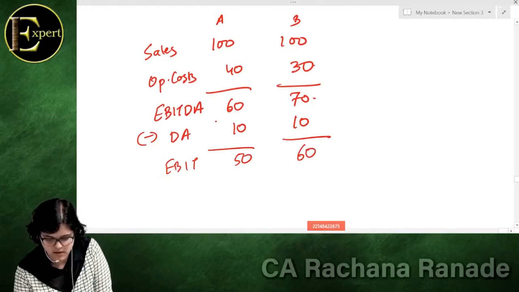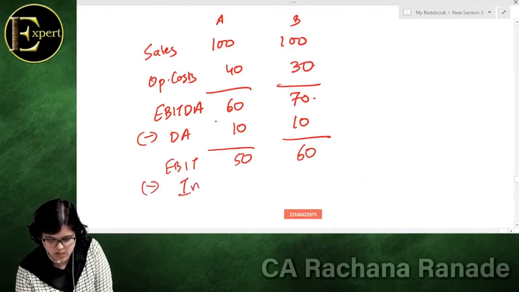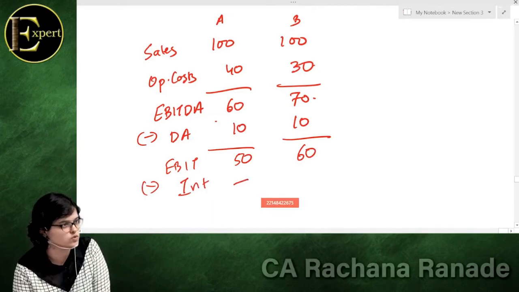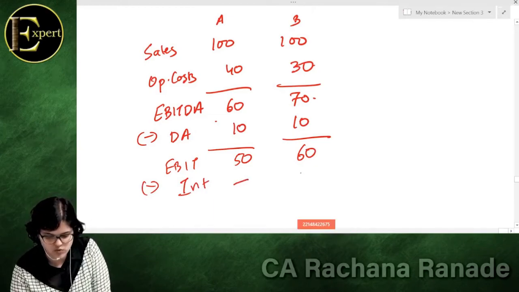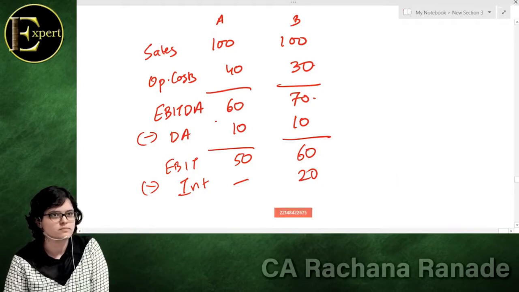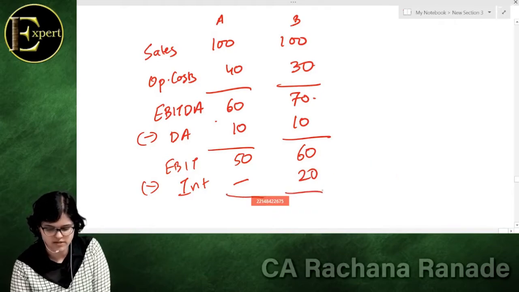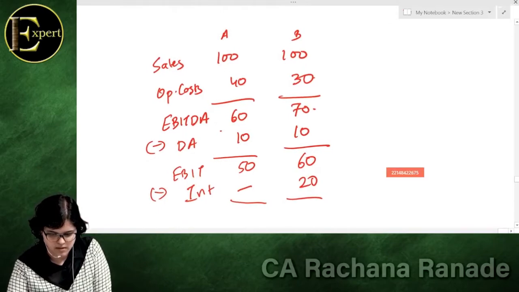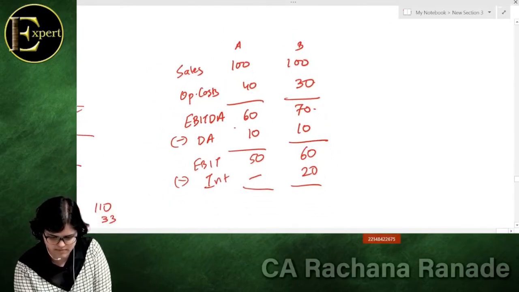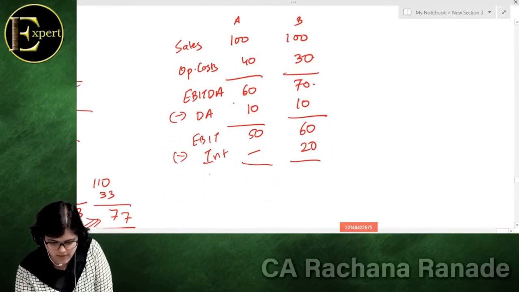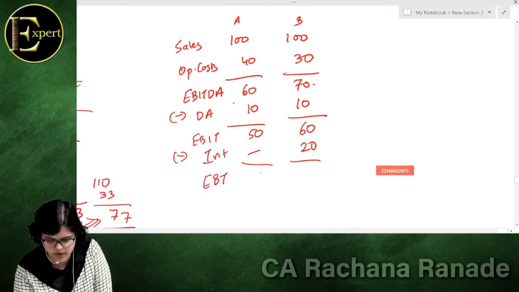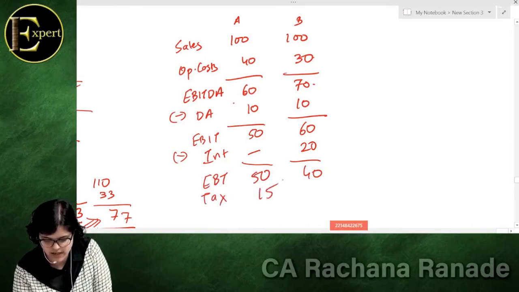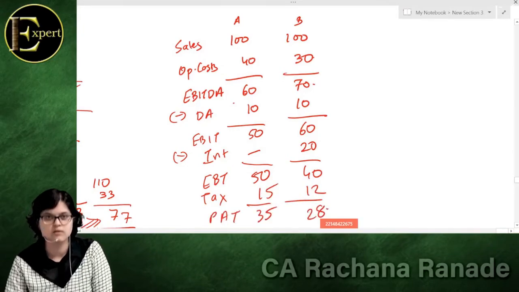50 and 60. What is the interest element? Assume that this is a debt-free company, so 0. And for B, assume it is 20. Now maybe you'll understand it in a better way. Let me just zoom it out a little bit. Okay, and tell me finally what is my earning before tax or profit before tax? 50 and 40. My tax is 30%, so 15 and 12. What is my profit after tax? 35 and 28.